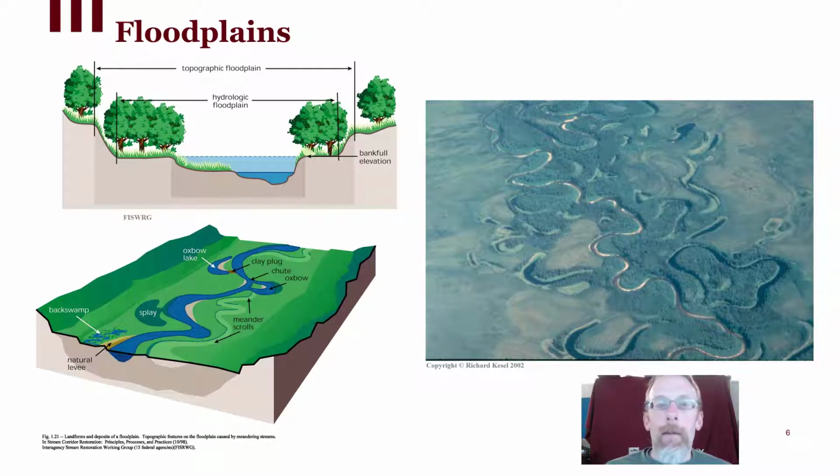Okay, let's talk a little bit about floodplains. This is one of the geomorphic features, the landforms of streams. In a floodplain, we can think about the hydrologic floodplain. This is the portion of the floodplain that the stream may actually be using. Sometimes the topographic floodplain is larger than that. And the photo here on the right sort of shows that.